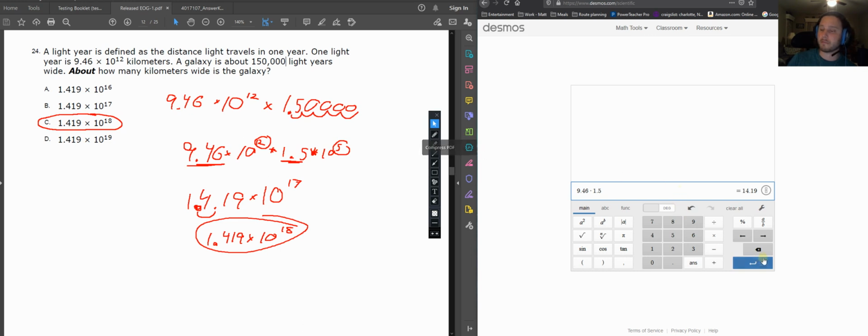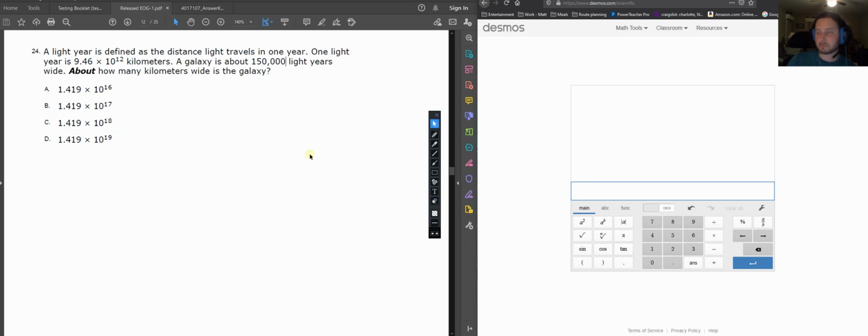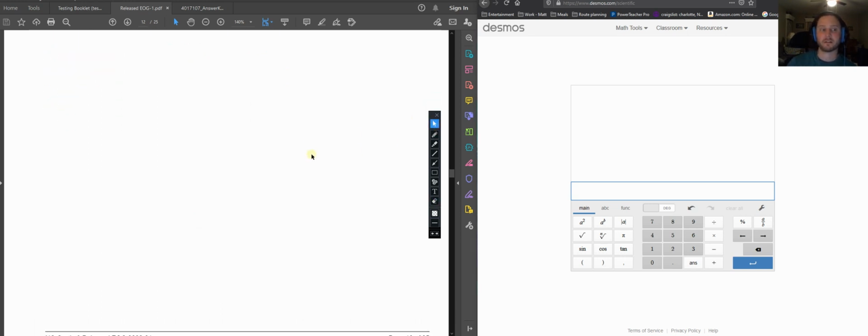I don't know. Maybe using this calculator will work next week when we go to take the EOG. I would be a little surprised if it did, but it's worth knowing that you could try to type that in. It might work. And if it works, fantastic.